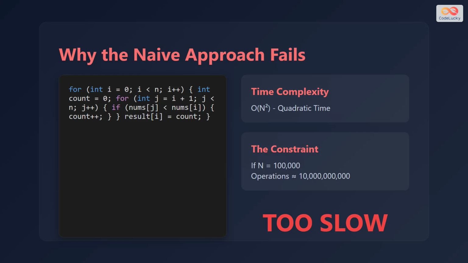The most intuitive solution is to use two nested loops. For every number, we iterate through all subsequent numbers to count the smaller ones. While simple, this approach has a time complexity of O(n²). If our input size n is 100,000, this results in 10 billion operations, which is far too slow for competitive programming or interview constraints.